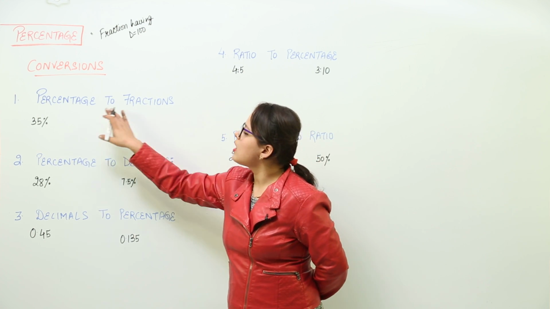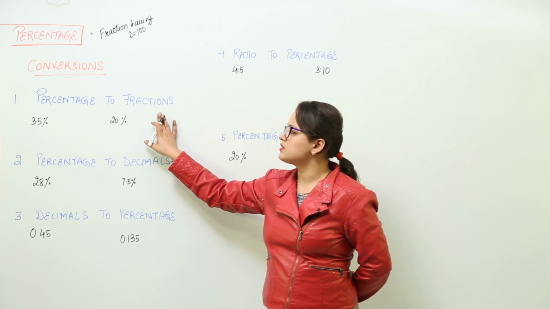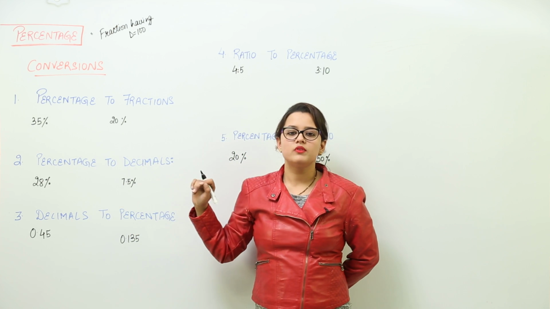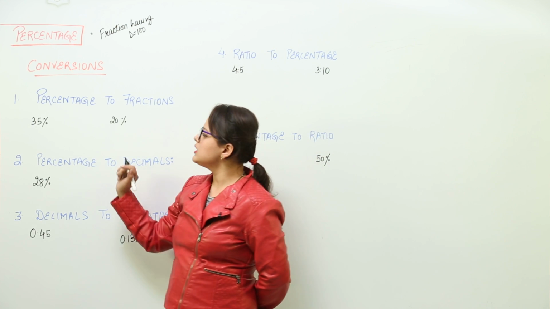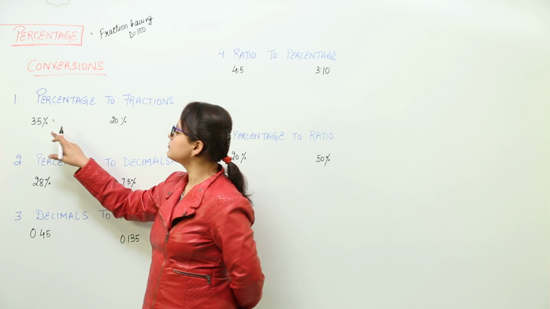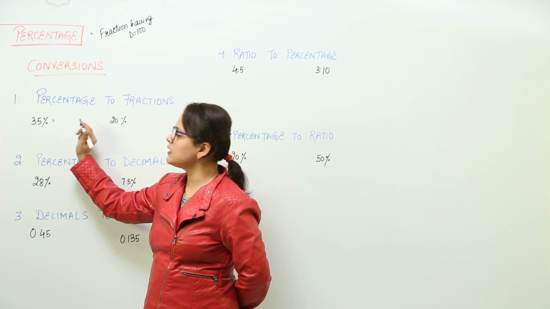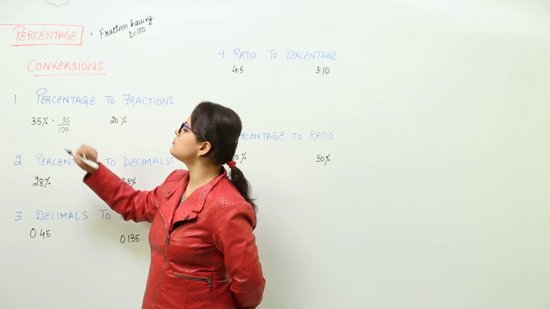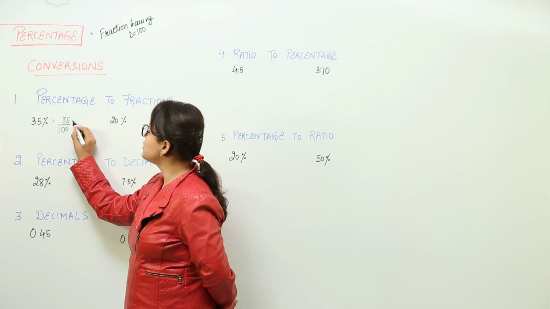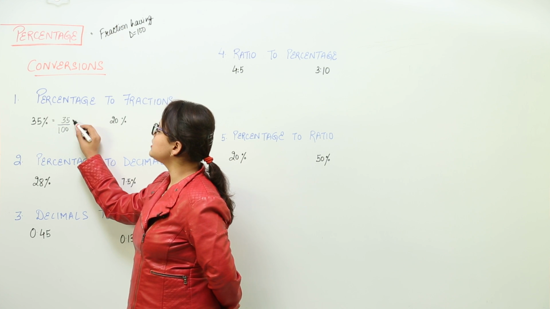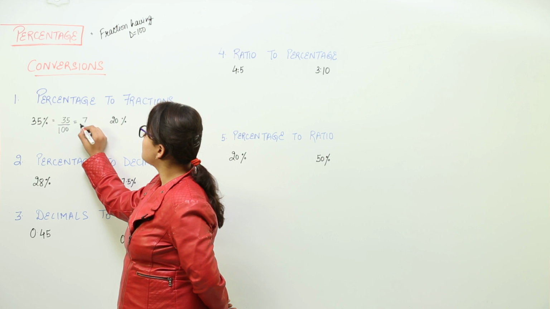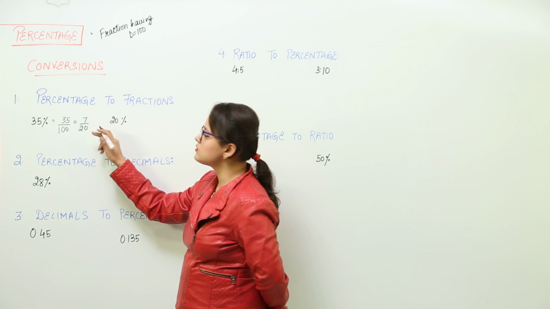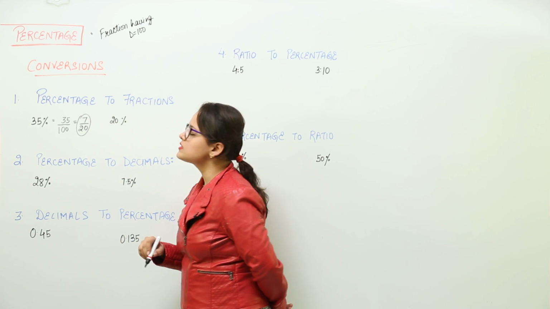First of all, how to convert the percentage to fractions. Now we have taken two examples, 35% and 20%. We have to convert them to fractions. Very simple. We just want to remove this percentage sign. So what we do, 35 upon 100. That is what is to be written, and if you want you can simplify it further by taking the common factors. That will give you 7 upon 20. Now that is the simplest form possible.